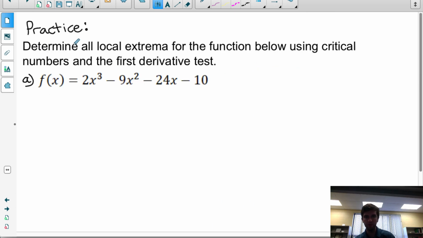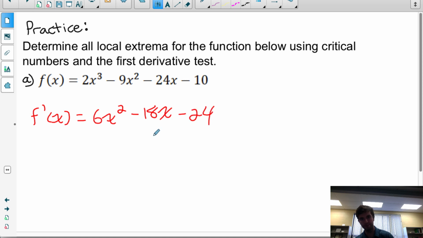So determine all the local extrema for this function using critical numbers in the first derivative test. Remember, a critical number is a number that makes the derivative of this function become 0 or undefined. So we have to start by finding the derivative of this function. I'll use my power rule to find the derivative of each of these terms. So 6x squared minus 18x minus 24. So this is the equation of the derivative of this function. Now this tells me the slope of the tangent at any point I want on the original function.